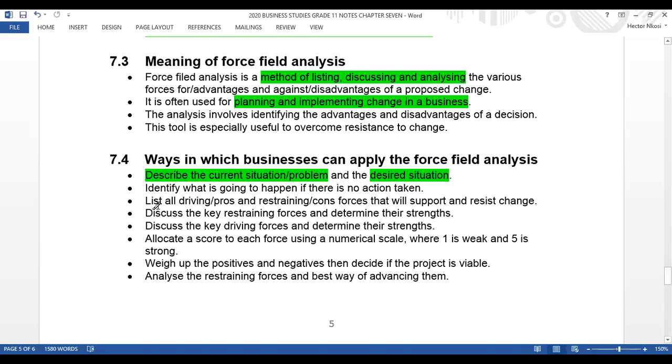Third bullet now. You must list all driving and restraining forces, the pros and cons, that will support and resist the change. So for example, let's say you've got a situation here. I'm just going to make an example with corona in schools. We know that the majority of the parents or guardians at home do not feel comfortable for their kids to go back to school.